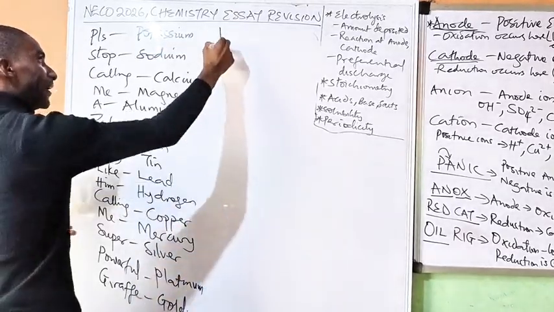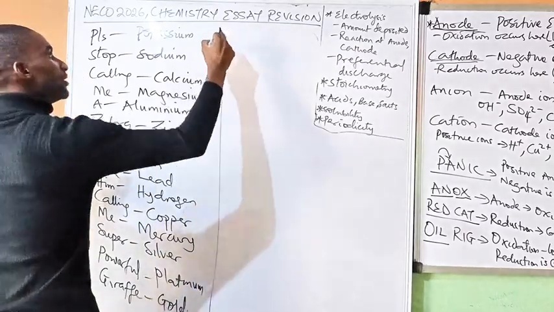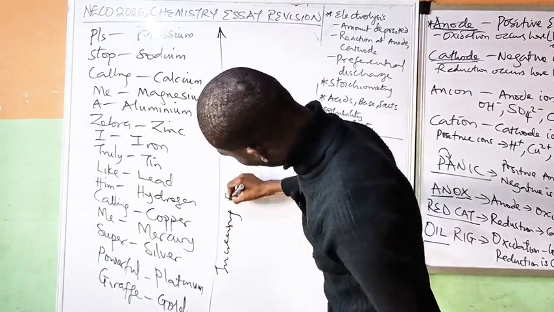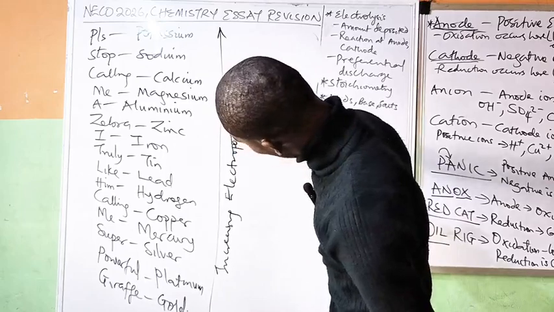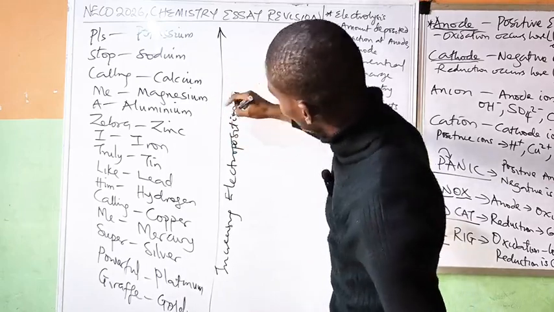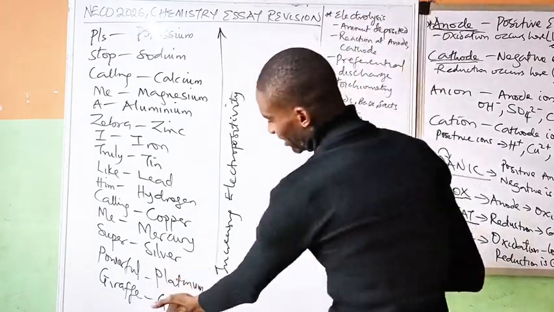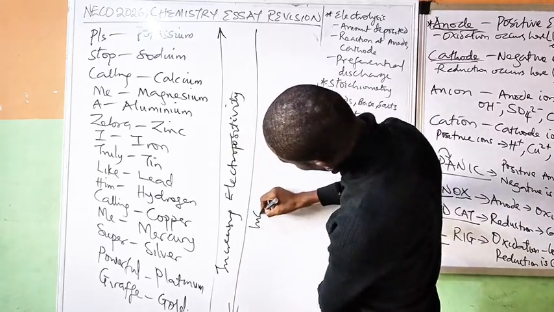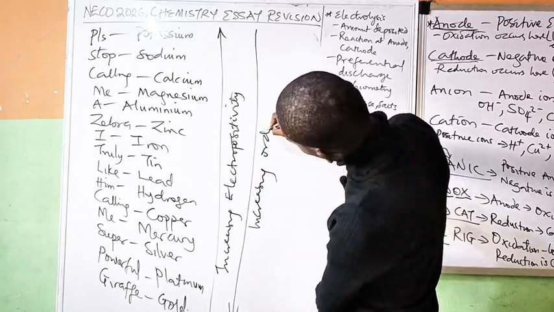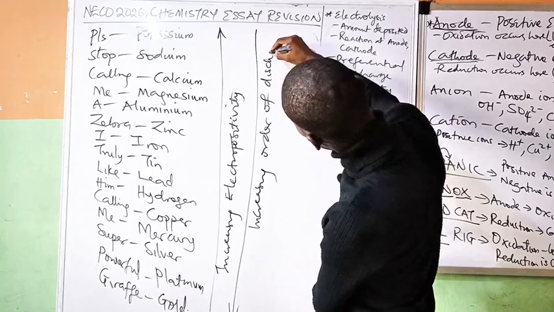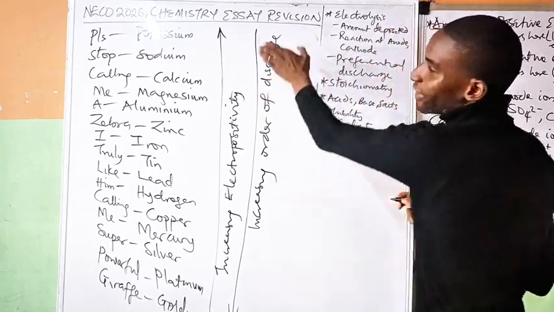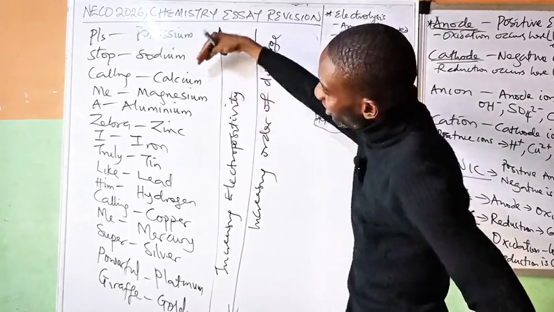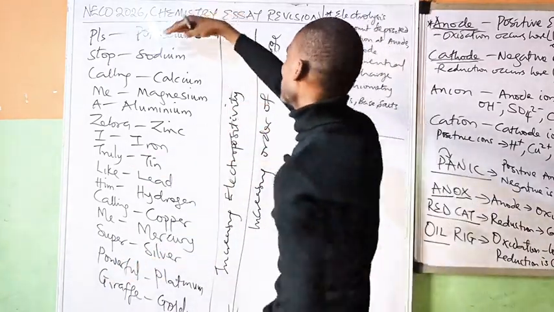So this order, if I draw a line like this, is the order of increasing electropositivity. That means this is the most electropositive and this is the least electropositive, while this is the order of increasing discharge. So the increasing order of discharge is downward. That means this is higher. So ions that are lower in the series compared to those that are higher will be discharged.